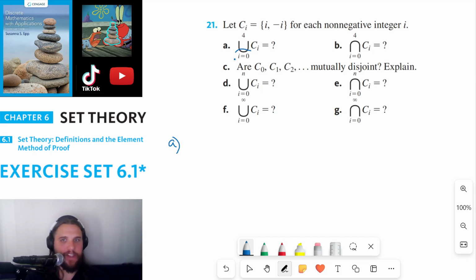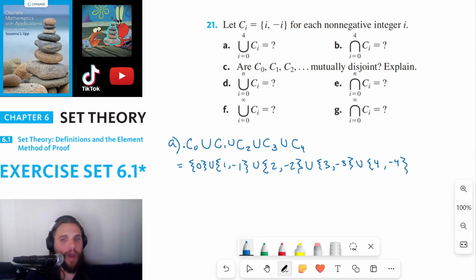So here we have this index variable. For those of you who are in computer science, we can imagine a sort of for loop. But each iteration from i equals 0 to i equals 4, we're combining, which is the idea behind a union, the sets C sub 0, C sub 1, all the way up to C sub 4. So this is C sub 0 union C sub 1 union C sub 2 union C sub 3 union C sub 4.